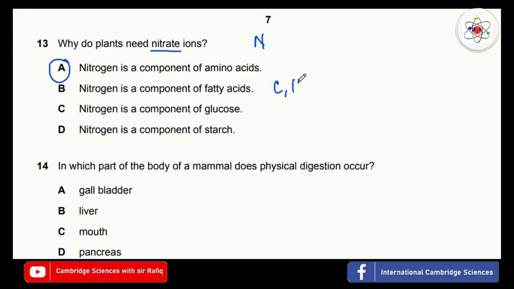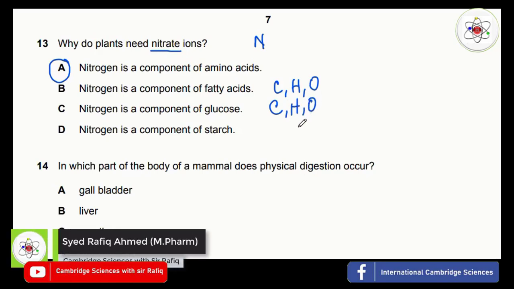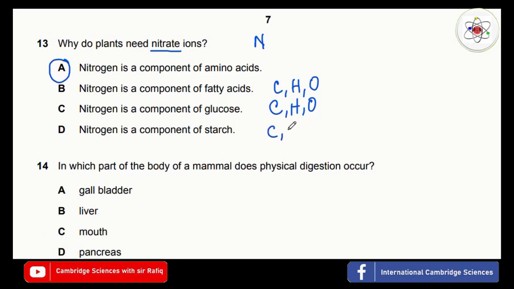Is nitrogen a component of fatty acid? No, fatty acid contains carbon, hydrogen, and oxygen only. And is nitrogen a component of glucose? Glucose also contains these three elements only, no nitrogen. And starch is basically a carbohydrate, so carbohydrate also contains carbon, hydrogen, and oxygen, whereas nitrogen is a component of amino acid, and amino acid contains carbon, hydrogen, oxygen, as well as nitrogen.